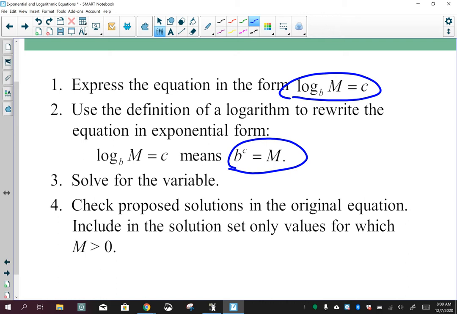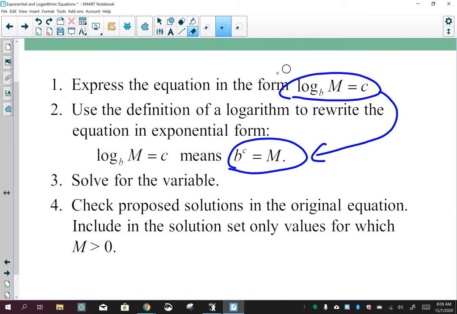Unless you may not have to take this step, because sometimes you can take it from here and then just be able to solve it. But sometimes what you're going to have to do is take it into this piece here, so that you can actually get your answer.